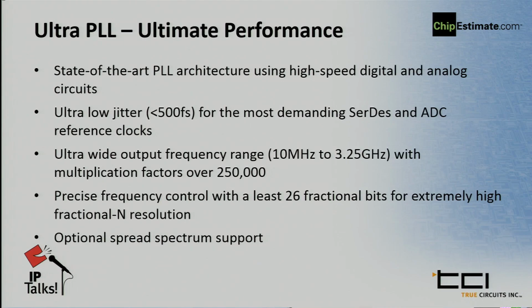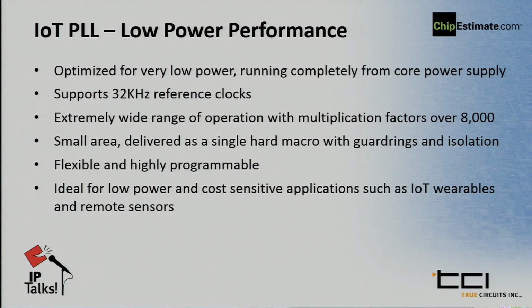Let's see. Talked a little bit about the IO PLL. We probably covered it pretty well. Again, meant to be very low power. It runs off core voltage, so it's easy and lower power. It'll still multiply up to 8,000. So again, you could take a 32 kilohertz crystal and build a 250 meg clock, which is probably what you might want for a lower end ARM processor that might be the kind of thing you would use in an IoT or a wearable.